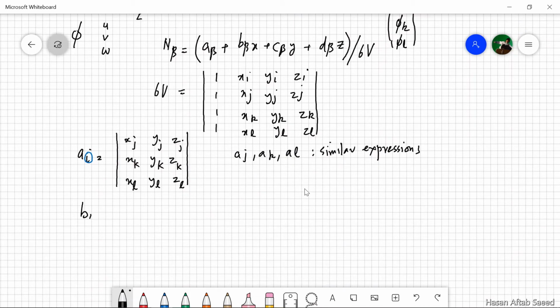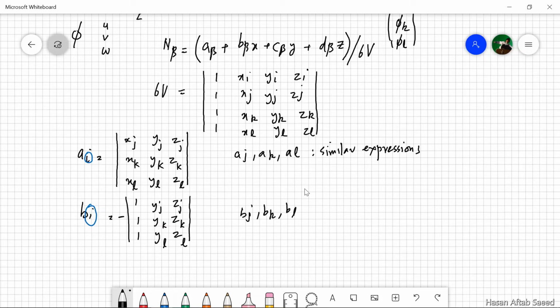Now for Bi, recall that for Bi, you had in the column for X, you had ones. You still have ones here. You had a negative here. Still have negative here, so that we retain the columns for Y, and in this case Z also. This is the column for Y, this is the column for Z, this is i. So you have here again j, k, and l. And similarly for Bj, Bk, and Bl.